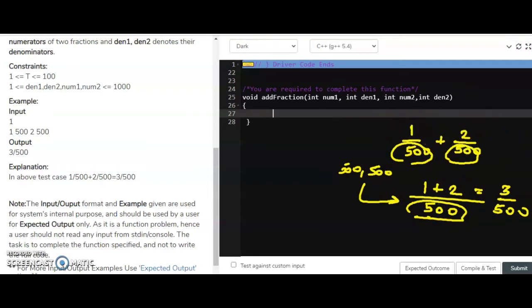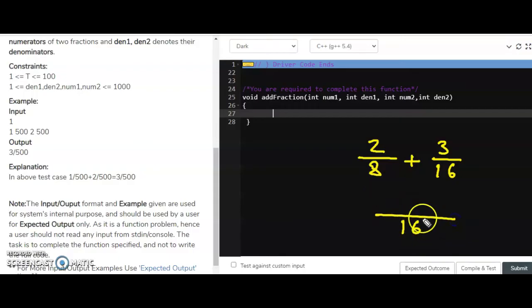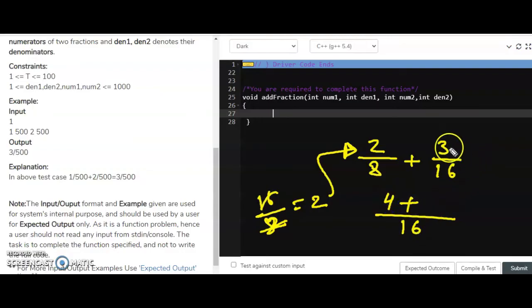So let's see another example. Let's say it's 2 divided by 8 plus 3 divided by 16. As you know, the LCM of 8 and 16 will be 16, right? So we are just writing 16. Now we divide 16 by 8, so it will be 2. We multiply 2 with this 2, so it's 4, plus. Now divide 16 by 16, it's 1. So 3 cross 1 will be 3. So the total will be 7 by 16. Right, this will be the output.